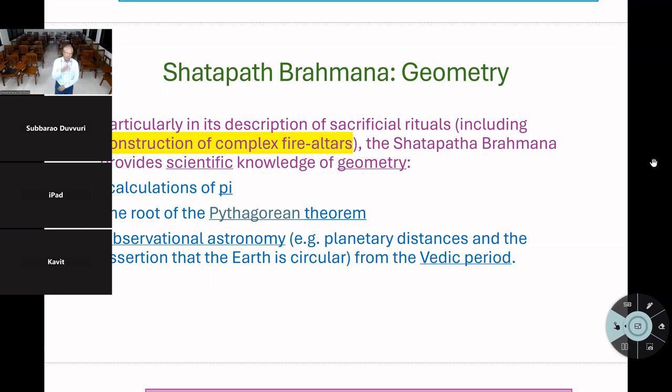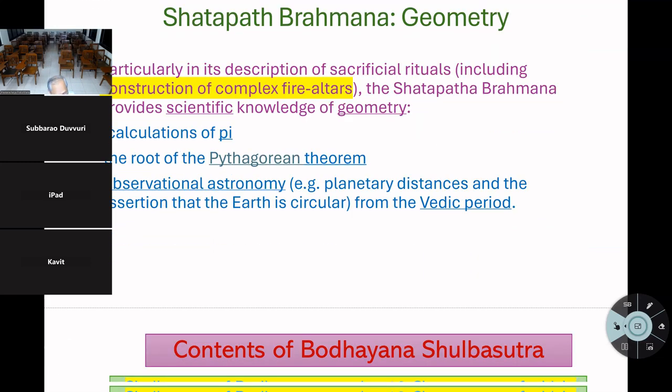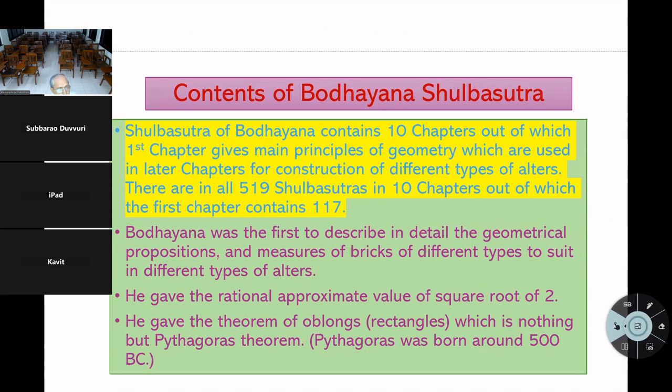And the Shatapatha Brahmana, because this is a known word, many times people talk about it. So that's why I mentioned this, and it also has the Pythagoras theorem. But before this, it was already known to Bodhayana. And there are some discussions of planetary distances, and Earth being circular. Such things are there in the Vedic period. That is, Earth is round.